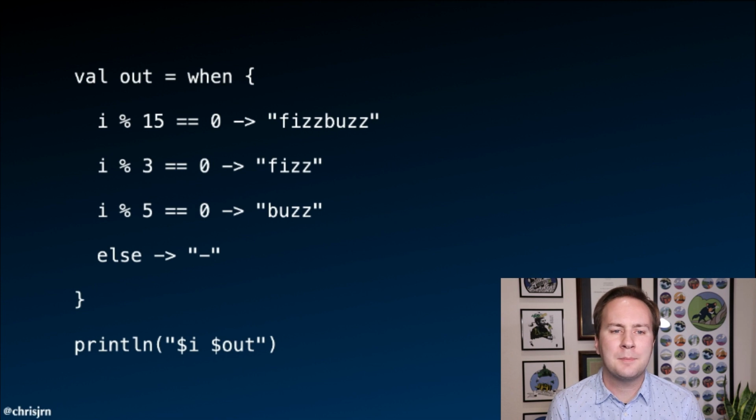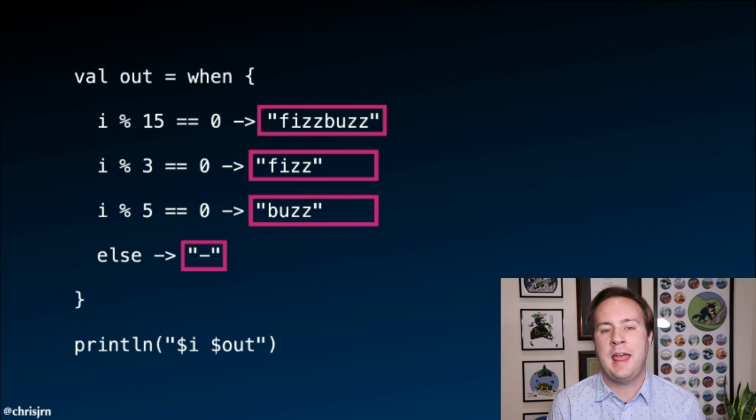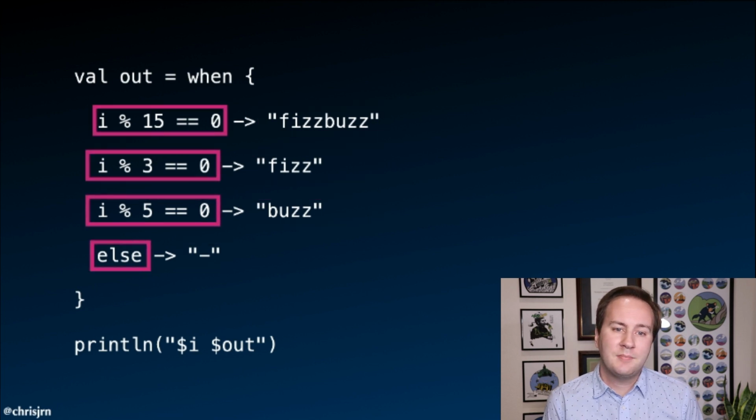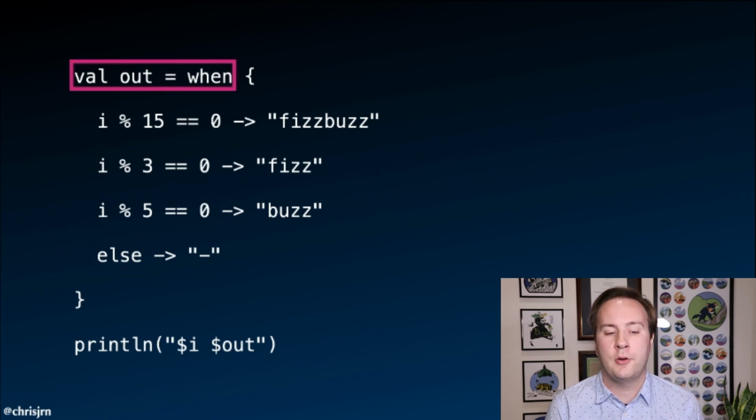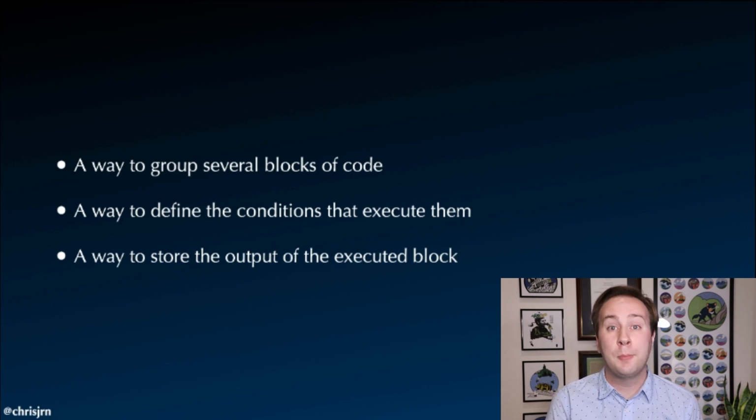Well, if you think about it, these are just blocks of code that get executed under certain circumstances and return a value. And these are the conditions where those blocks get executed. And this is where the value of the executed block of code gets stored. So what we need is a way to group several blocks of code, a way to define the conditions when those blocks execute, and a way to store the output of whichever block executed. So you might ask yourself, does Python have the tools we need to implement this?